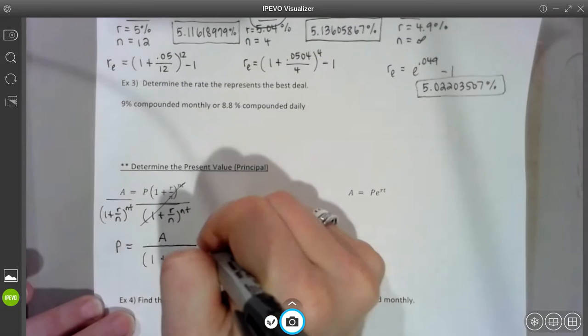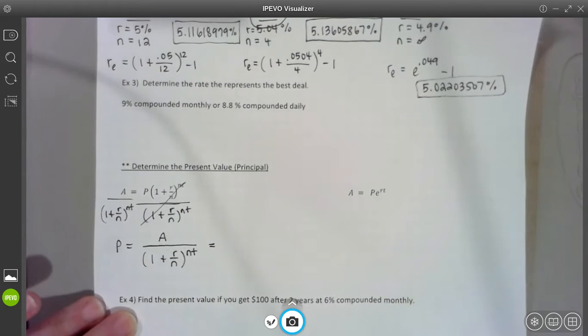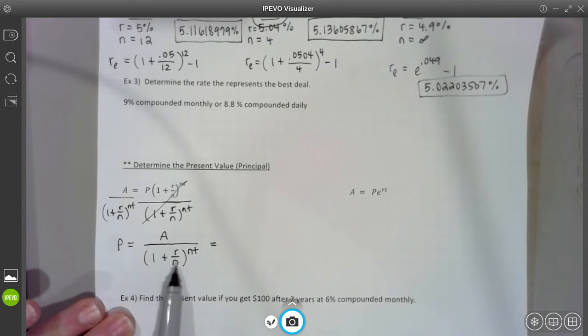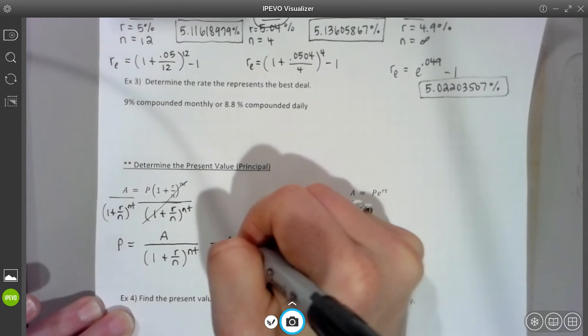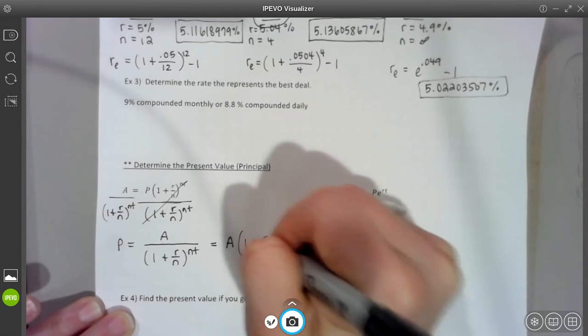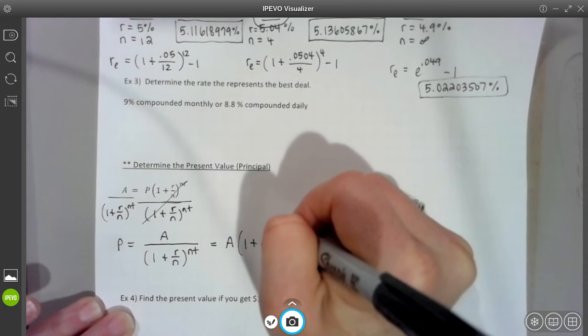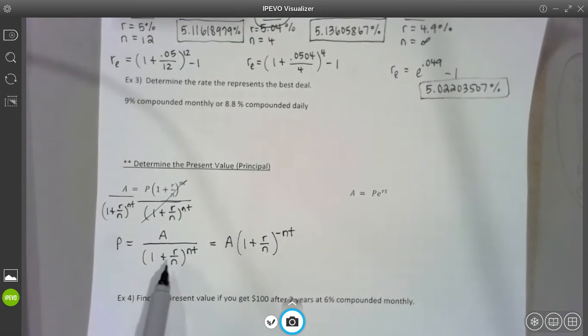And then, guys, we could even take this formula one step farther, even though I never use this. Since A is being divided by this to the power of nt, you could bring the bottom to the numerator by making that the negative nt, the negative power. So it's also equal to A times 1 plus r over n to the negative nt. I never do that. I just use this one. Your choice, just giving you options.